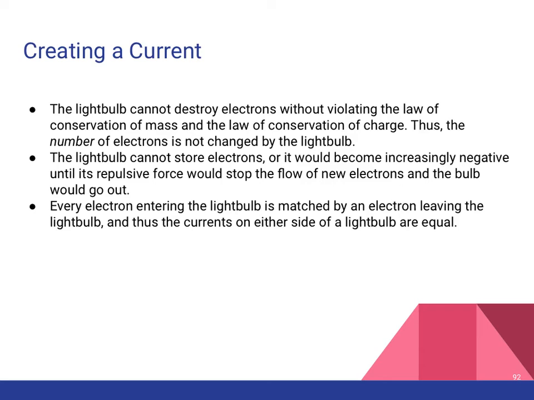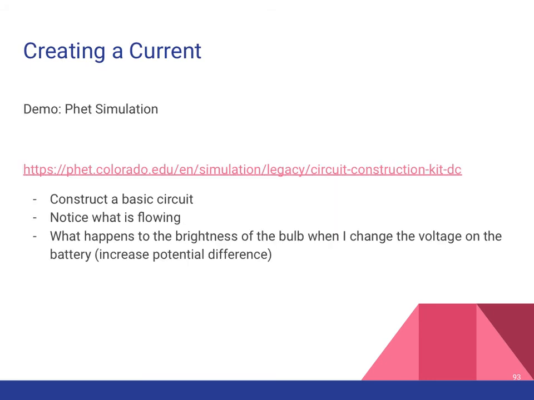So the light bulb doesn't actually destroy electrons, because that would violate the conservation of mass. And therefore, the number of electrons is not changed by the light bulb, but the light bulb is kind of using some of the energy from it. So every electron that enters the light bulb has to leave the light bulb, otherwise that would violate conservation of charge. So electrons flow through the light bulb, they're not used by the light bulb.